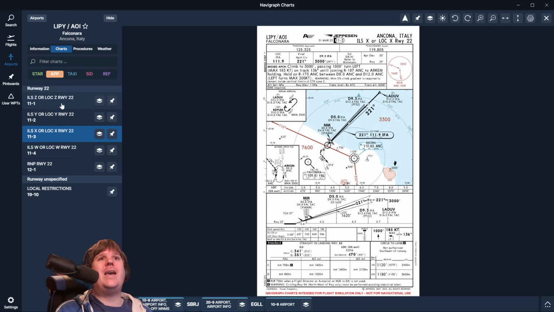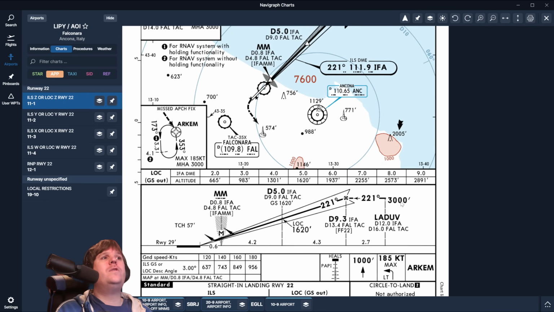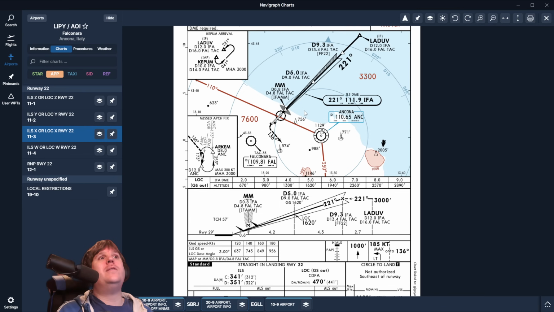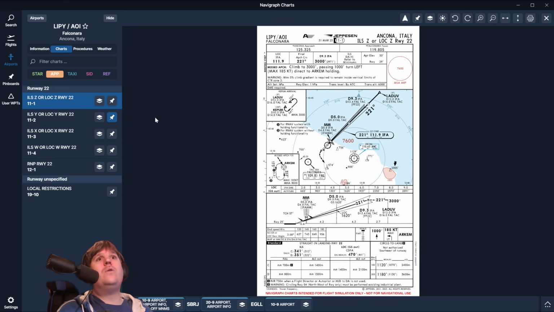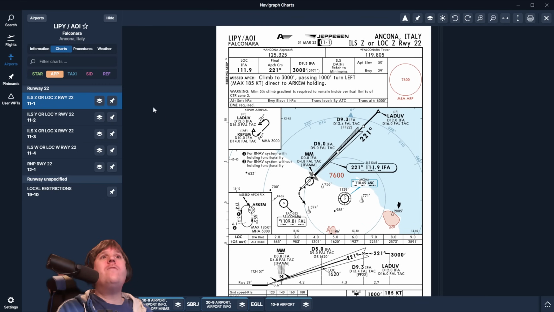What's the difference between X-ray and Zulu? Both beginning at Ladov. Well, what's the floor here? 3,000 feet. X-ray, 3,000 feet. So the same there. What about the missed approach? Well, it's a left-hander from X-ray. If we go to Zulu, it's also a left-hander. So where is the difference?